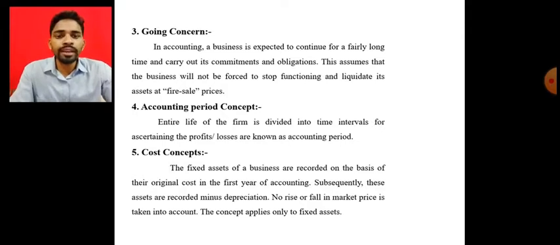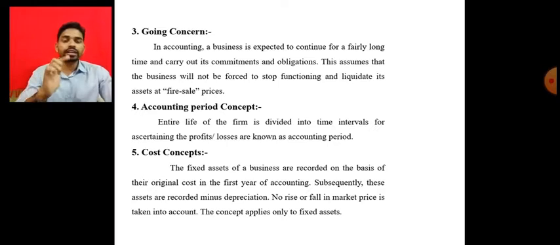Next, the cost concept. What does it indicate? The fixed assets of a business are recorded on the basis of their original cost in the first year of accounting. Subsequently, these assets are recorded minus depreciation. No rise or fall in market price is taken into account. The concept applies only to fixed assets.